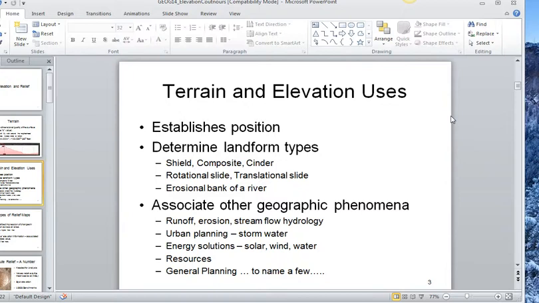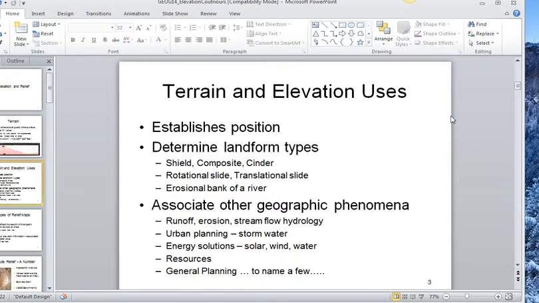In this class, we're going to use them to distinguish between different kinds of landforms. We're not going to do it for volcanoes, but by using a topographic map, you can distinguish between a shield volcano, a composite volcano, and a cinder cone. We're going to look at a cinder cone in a little bit. You can also identify the differences between a translational slide and a rotational slide or a slump. And if you want to build a house, you may want to look at a river and see which way is the river flowing and which side of the river is eroding, and topographic maps will really help with that.